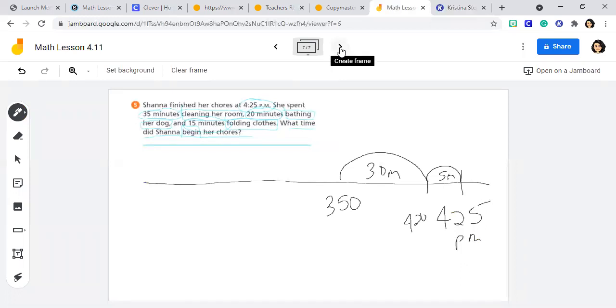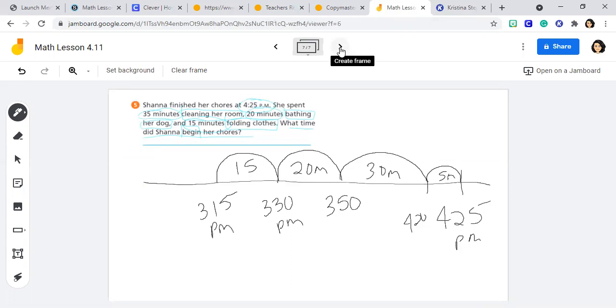Now she was cleaning her room for 20 minutes. So we're going to go backwards another 20 minutes. Well, if you go back another 20 minutes from 3:50, you're going to arrive at 3:30 p.m. No, that wasn't cleaning her room. 35 minutes was cleaning her room. 20 minutes was bathing her dog. And now 15 minutes was folding clothes. So 15 minutes before 3:30 was 3:15.